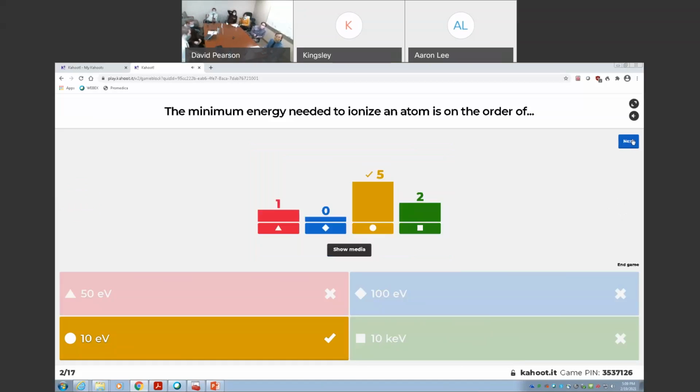It's the closest. So recall that graph during the presentation. It was showing at or just below 10 eV for an atom. You're thinking of air.